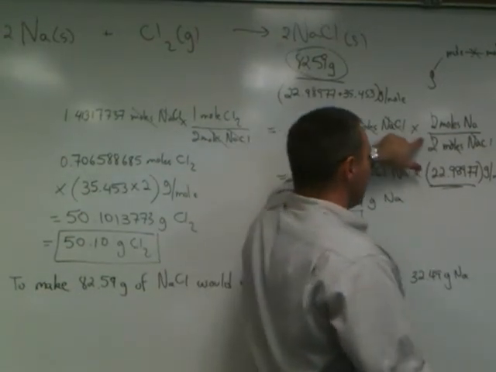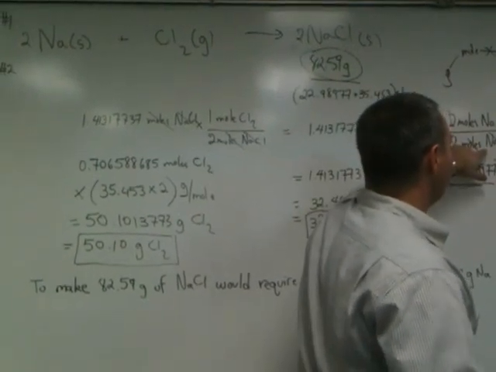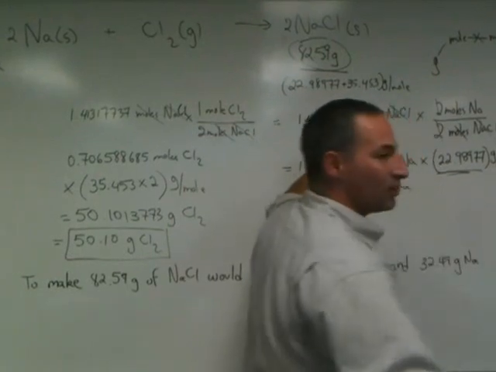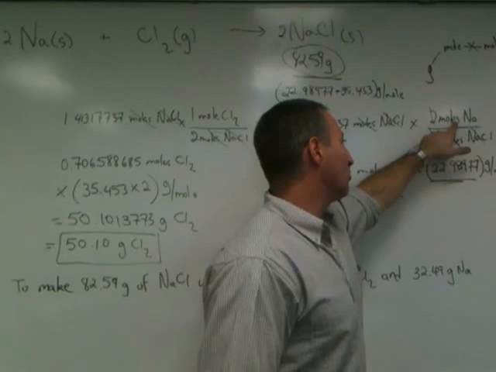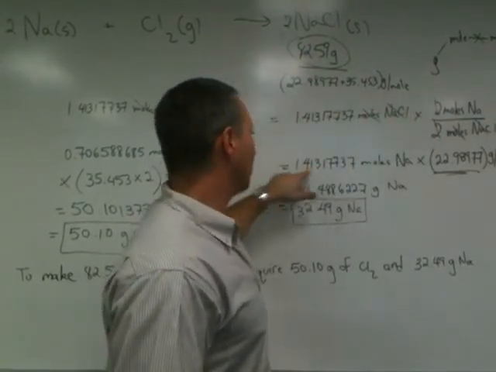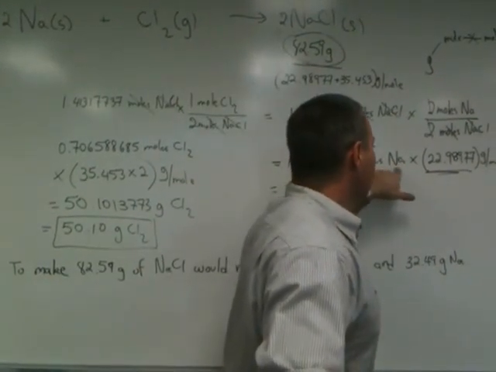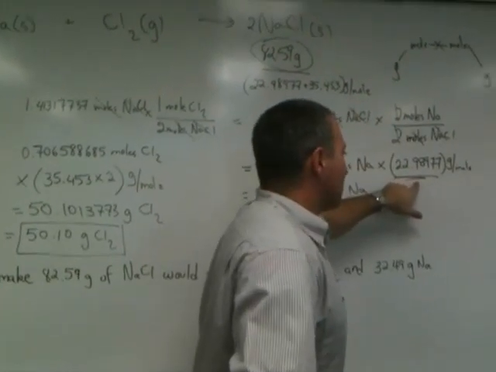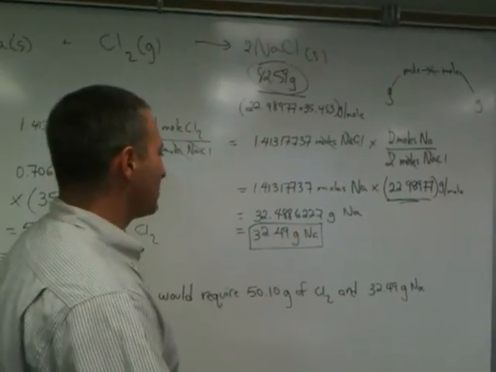We then proceeded to find out the stoichiometry of the reaction, which was 2 to 2 between sodium and sodium chloride. Notice I put sodium chloride on the bottom because I wanted to eliminate moles of sodium chloride. When I eliminate that, I get an answer in moles of sodium, and that is 1. Because it's 2 over 2, it's the same number. We get 1.413 moles of sodium. I then multiply the moles of sodium by the molar mass of sodium to get the grams of sodium produced by the reaction.